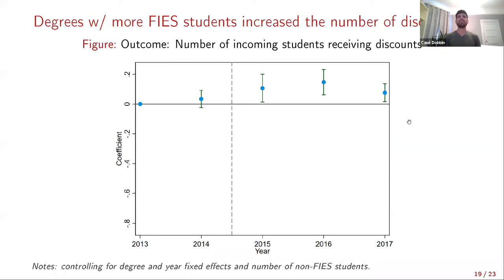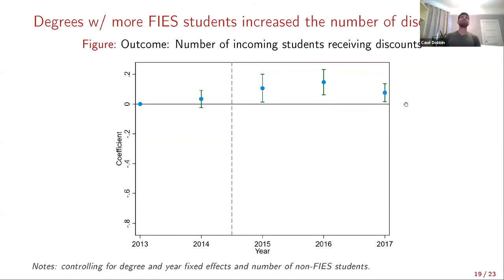So here's exactly the same analysis, but now the outcome is the number of students getting discounts. And you see that the degrees that had more people with loans before the policy change increased the number of discounts after the policy. In the descriptive data I showed in the beginning, after the policy change there was a huge increase in the number of discounts. And now I'm showing that the degrees that offered more discounts are exactly the degrees that had people with loans before.